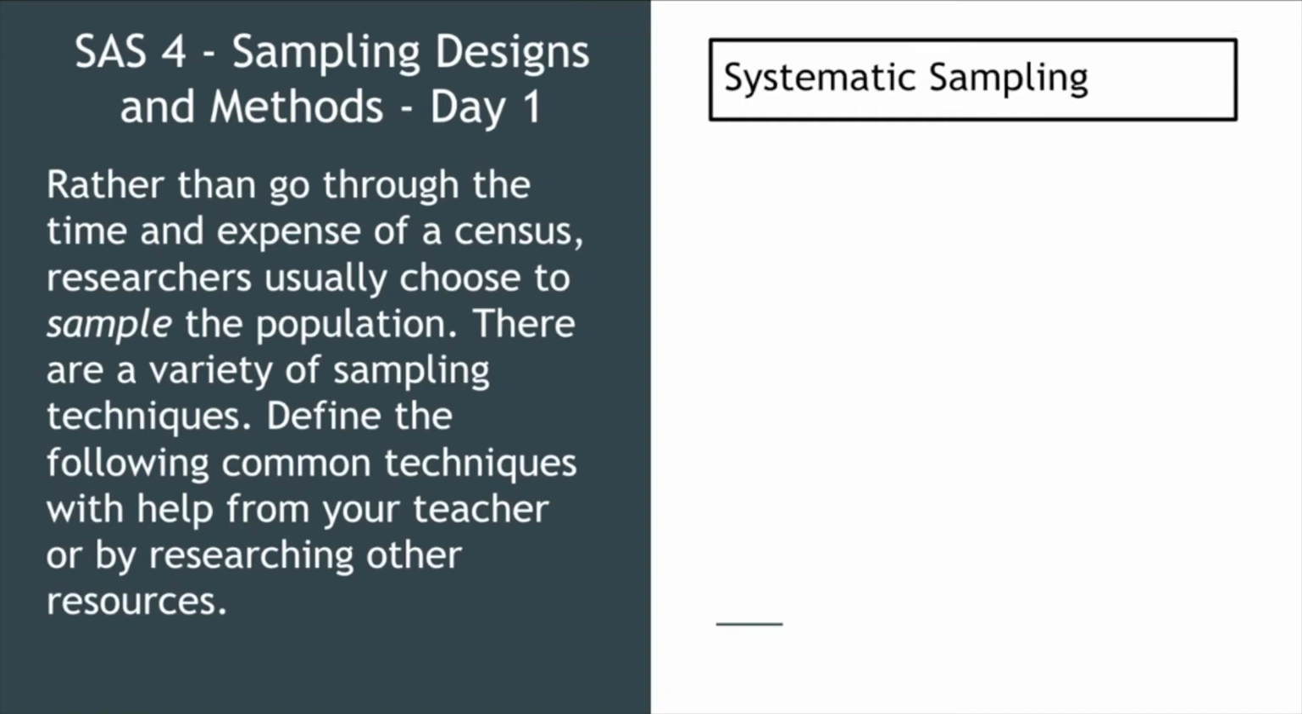Systematic sampling. What do we think that is? Well, what does the word systematic mean? It means there's some system involved in creating whatever you're doing. So in this case, a systematic sample, we use some kind of function or some kind of means to determine who is in the sample out of the population.